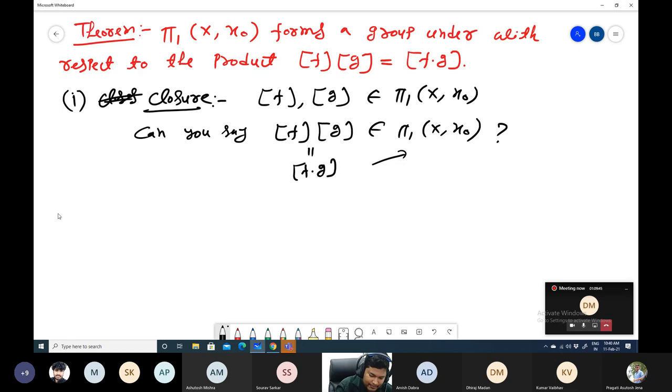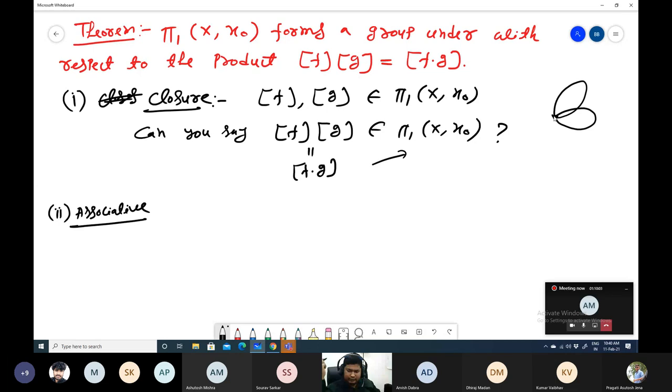Excuse me, sir. Sir, if f and g both are loops, then how will their product look like? Suppose this is f, say this is g, or you can say suppose this is f, and this is my g. Now ultimately when you draw, the path will be this way. It is like this. Two lines will be created, two loops in one. No, not two loops. It is a loop.